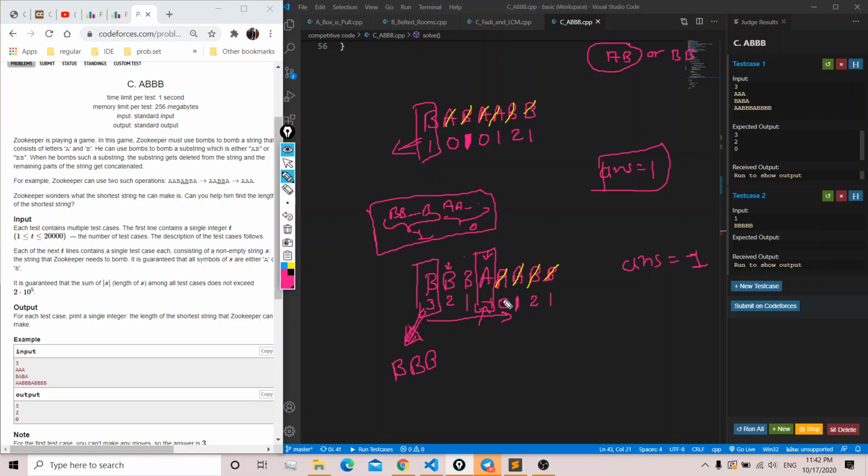Now see this, we can also discard BB, right? So if we have an odd number of B left, then what we do is we just increment our answer. And if we have an even number of B left, that means this B is going to be discarded and this B is going to be discarded, right? So there is no need to increment our answer. So if an odd number of B is left, that means we have to increment our answer. So that is the solution of the third problem.